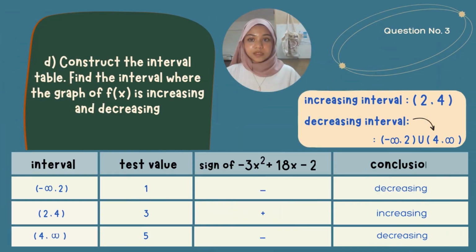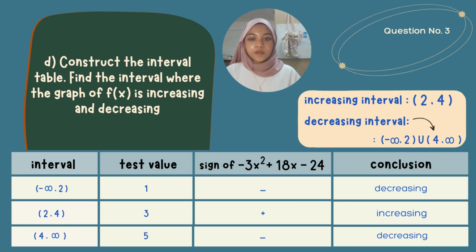D. Construct the interval table. Find the interval where the graph of f(x) is increasing or decreasing. The first interval is negative infinity to 2. The test value for it is 1. The sign is negative, and the conclusion is it is decreasing. The second interval, 2 to 4. The test value is 3. Sign positive, it is increasing.